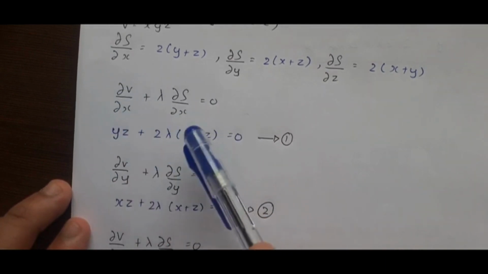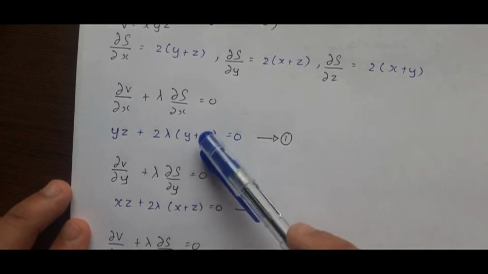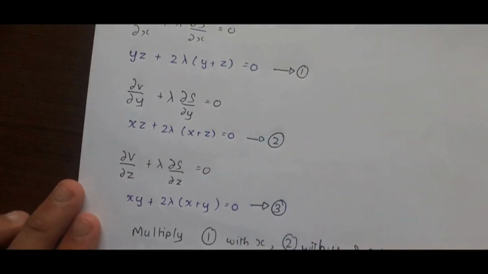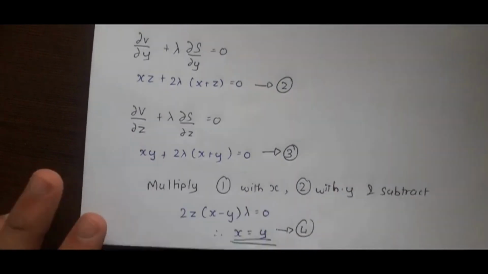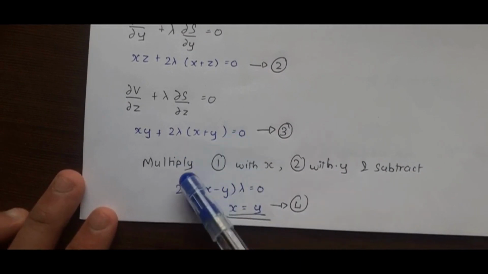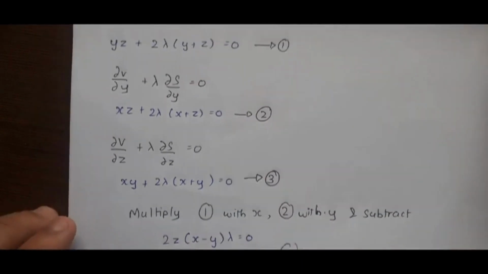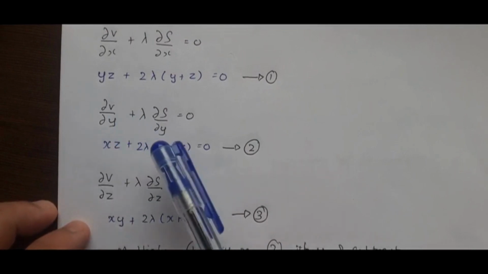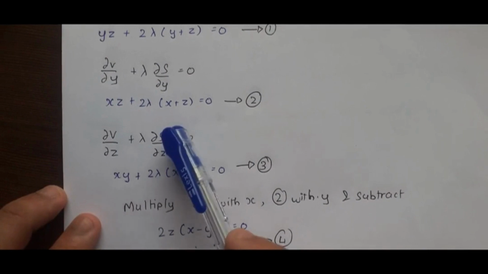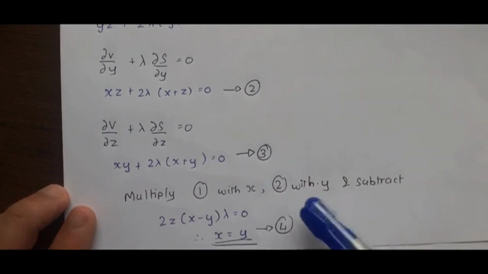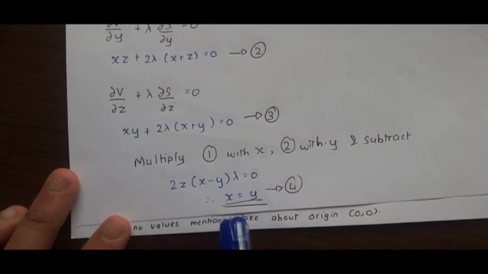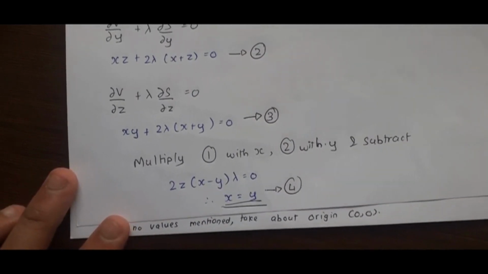Derivative with respect to x is yz, and from here we know it's 2 times y plus z, lambda comes in, so 2 lambda times y plus z. Like this, you'll get 3 equations. Now, rather than equating them with respect to lambda, you try to simplify it simultaneously. So we multiply 1 with x. Let's see what 1 is. 1 is here. So we get xyz plus twice lambda x times y plus z. Multiply 2 with y, xyz plus twice lambda y times x plus z. And then you subtract the 2. On subtracting, you get twice z, x minus y times lambda. And the same way, you get x equals y.